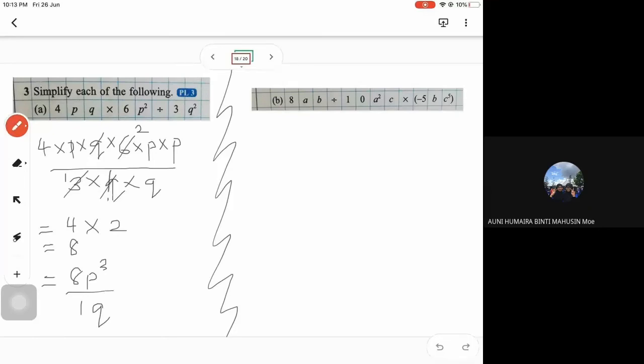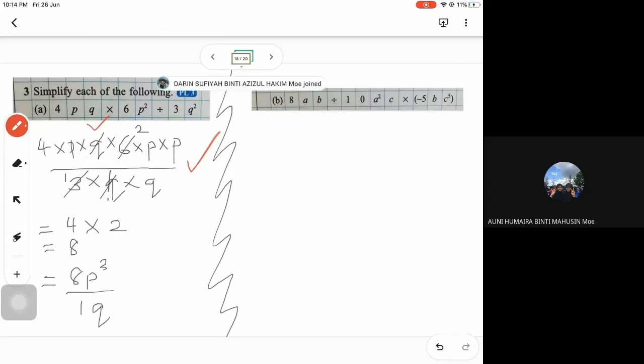So, the question is 4PQ, P to the power of 2 divided by 3Q to the power of 2. So, I wrote 4 times P times Q times 6 times 4 times P times P. Then I divide by 3 times Q times Q. Then I cancel 3 and 6. Then I cancel the Q and Q at the top. So I turn 4 times 2. So I get 8. So the answer is 8p to the power 2.3 over 1q. Okay, is that for your final answer?